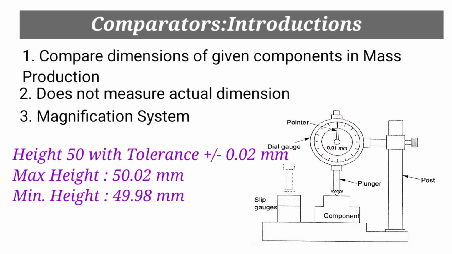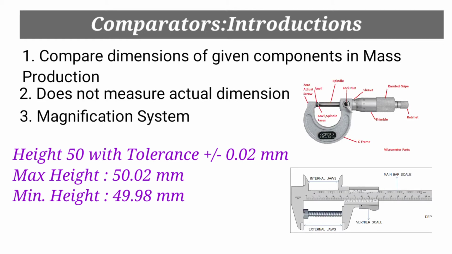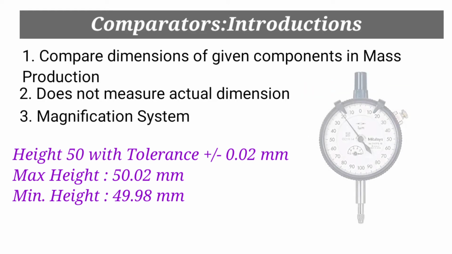So using a conventional vernier caliper or a micrometer as an inspection tool to check the dimensions is time consuming and more skill is required. So instead of using this conventional measuring instrument for inspection purposes, we can use this dial indicator as a comparator to check the dimensions.